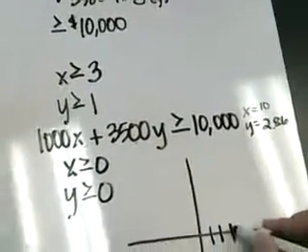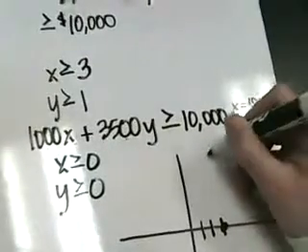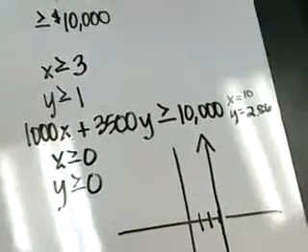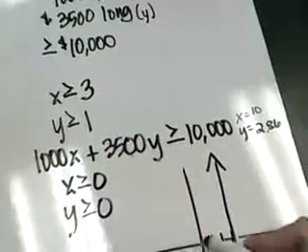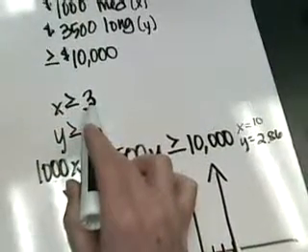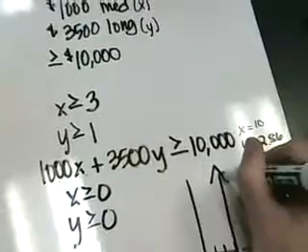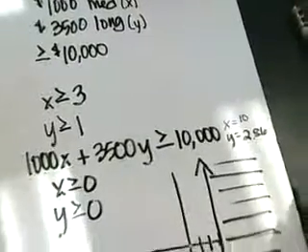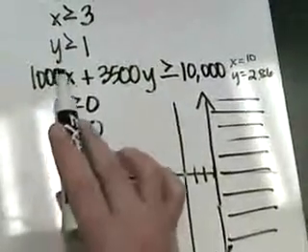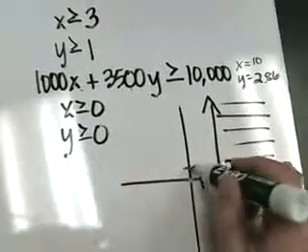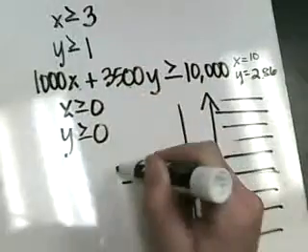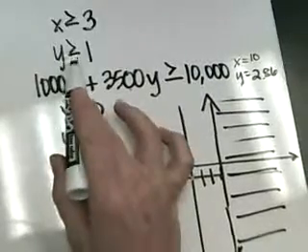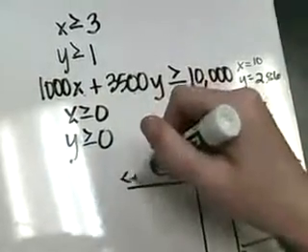All right, so let's go back to this guy again. There's 3. I need a solid line. Pick 0, 0. Is 0 greater than 3? No, he is not. So I'm going to shade the other side. Okay, now I'm looking at my other one. Y is greater than or equal to 1. Here's 1. Solid line. Is 0 greater than or equal to 1? No, it's not. So I'm going to shade up.